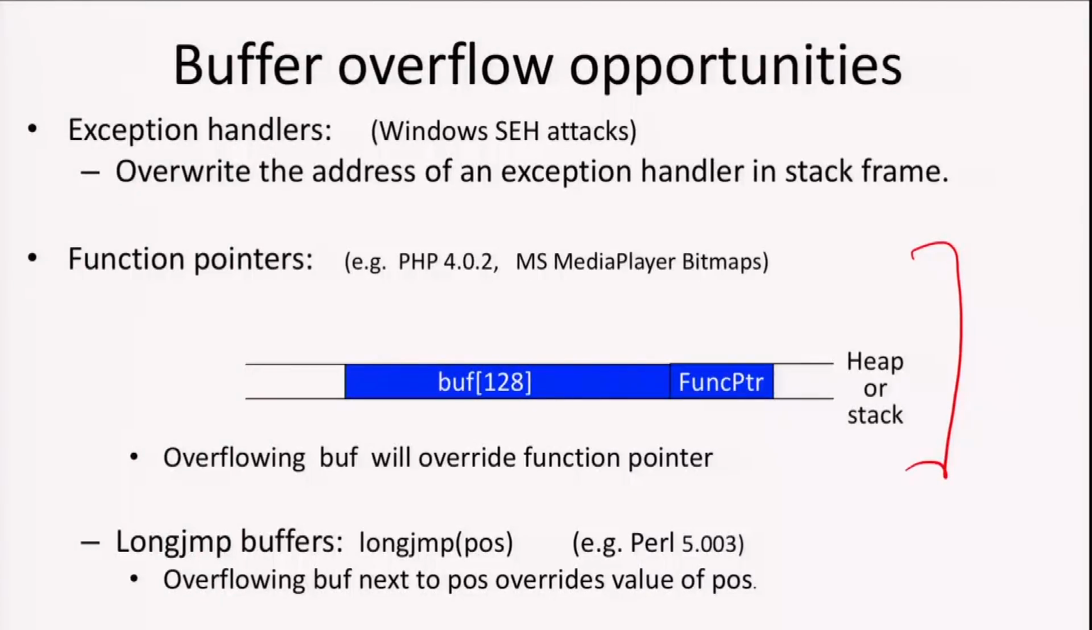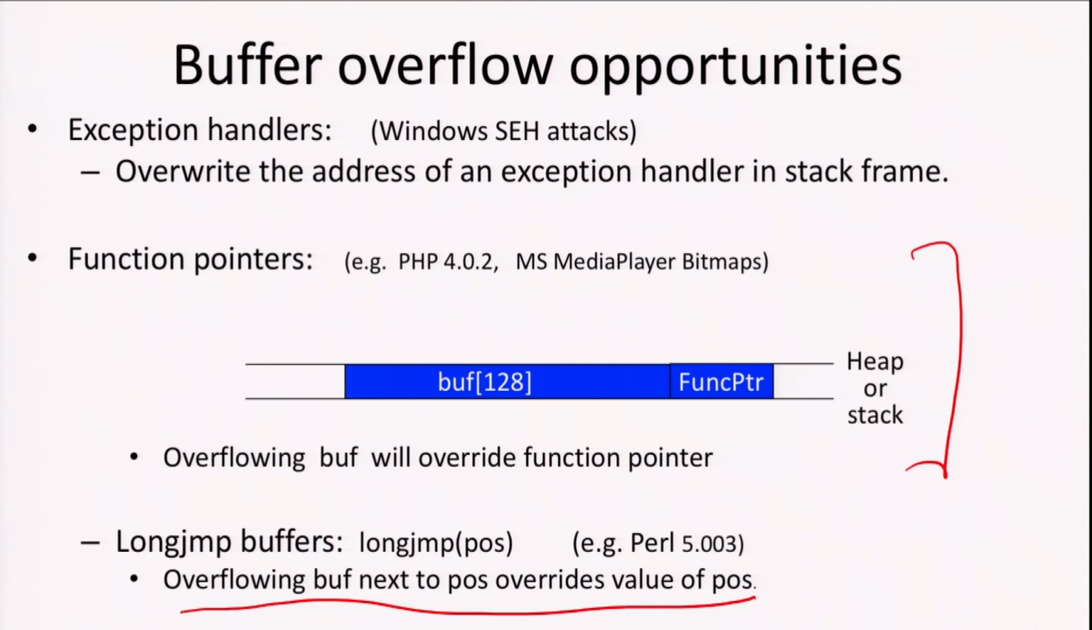Also, in our example, we saw a function pointer was overwritten. In that case, you are not overwriting a return address or a function pointer from the stack, but rather the function itself has function pointers, and these function pointers being overwritten could lead to malicious code. There is also a problem with longjmp.